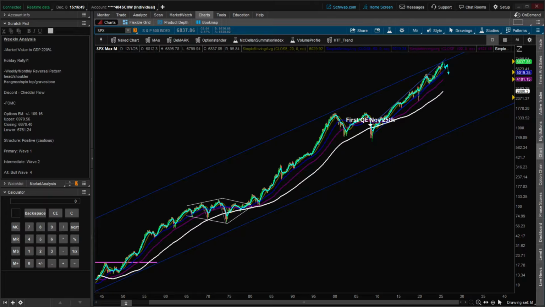I have some brand new trend lines here on the monthly.